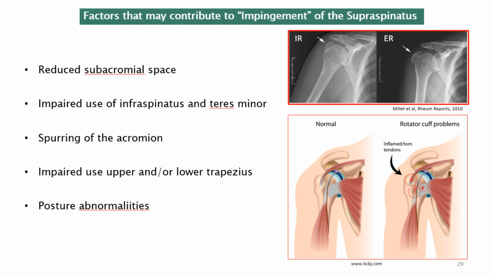Of course, a few factors can contribute to this. Maybe with age we just end up having reduced space in this area. Why might that be? Well, I'm looking at this one right here. There might be a spurring of the acromion, so instead of a nice clean bone like this, there's a little extra spurring of bone in that area, thus reducing the space. You might have impaired use of other muscles that help with external rotation.